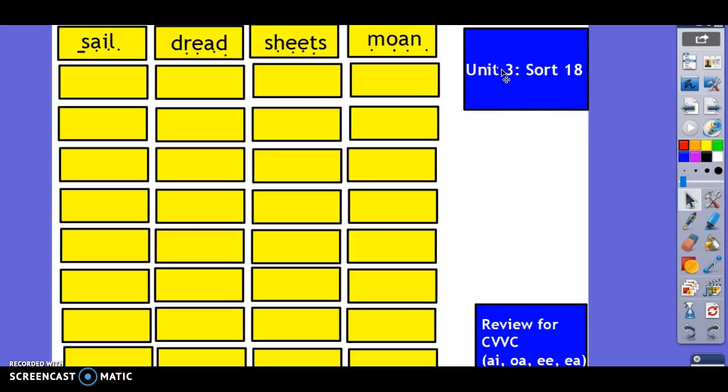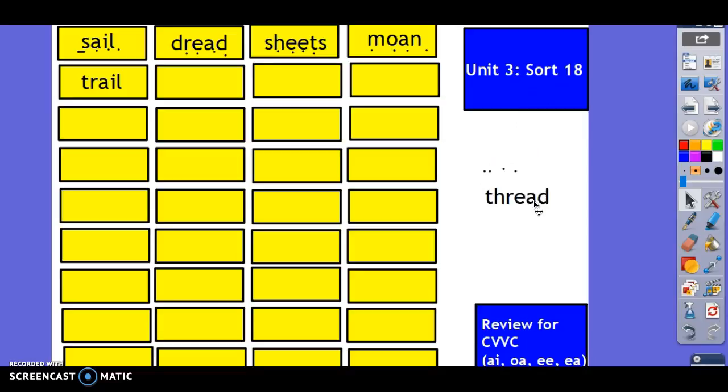So if we are going to sort, this word is a CVVC pattern. It's an AI, so it makes that long A sound. So I'm going to put that underneath my AI vowel team. Trail.